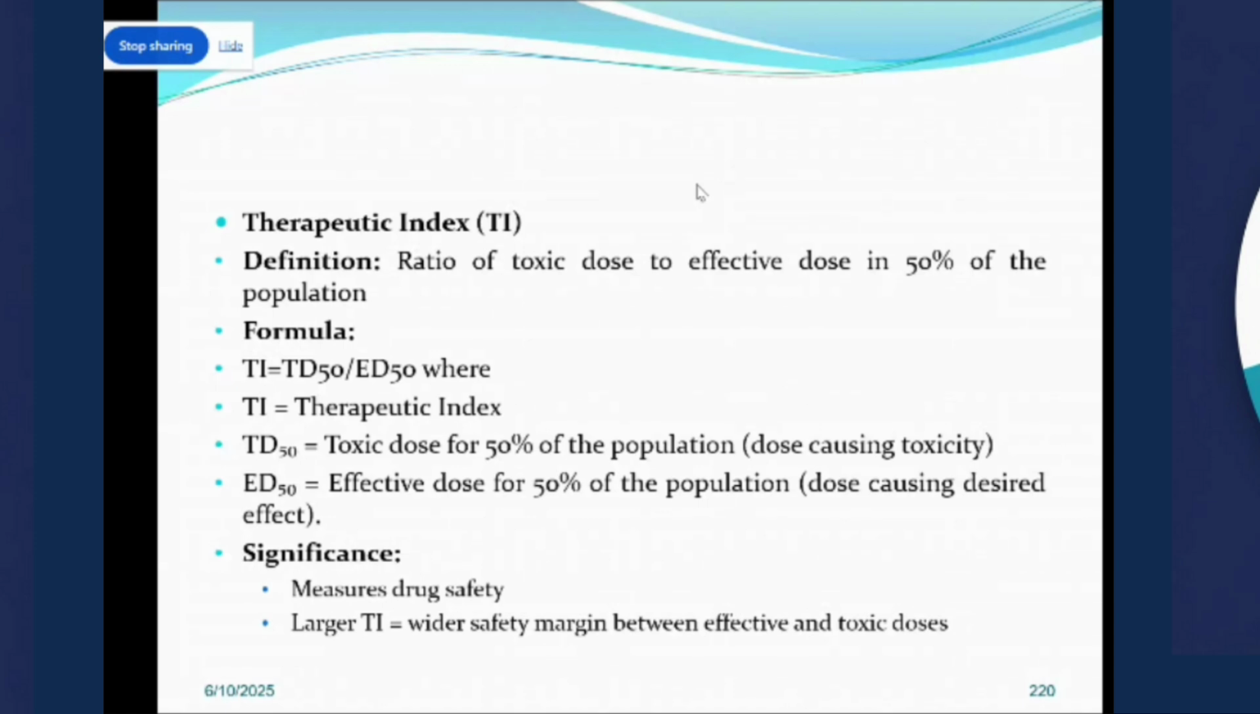Somebody to read therapeutic index. Sorry? Are you able to see the slide?